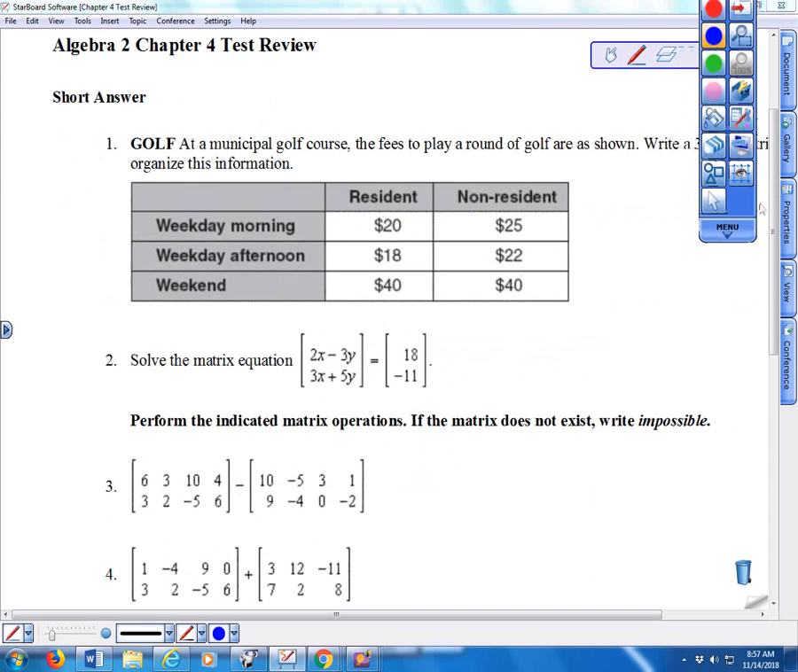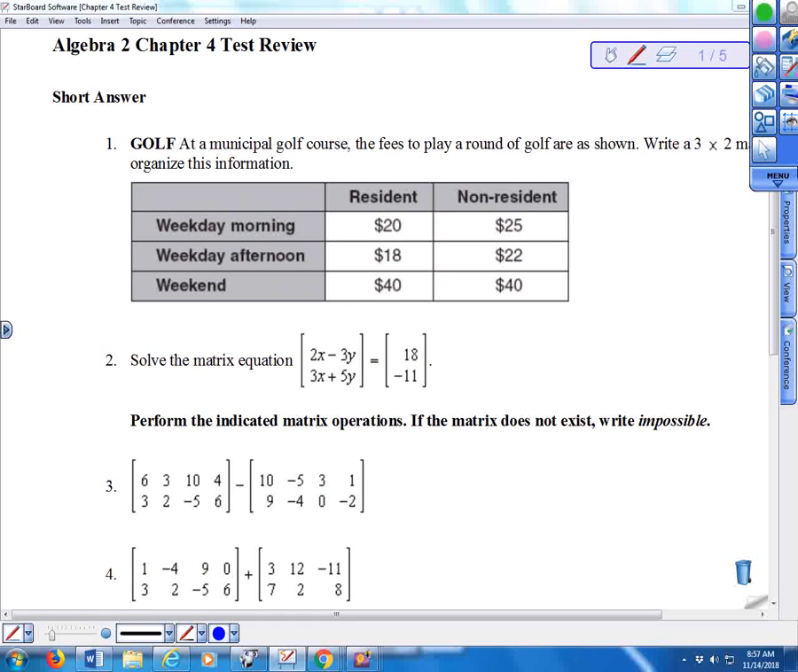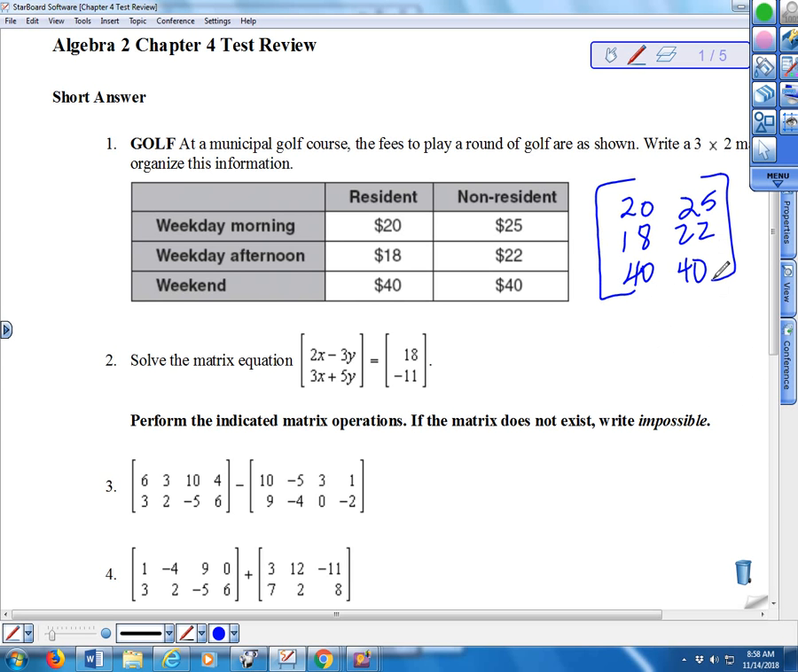First question on the review was the easiest question you should have seen all year. Organize this information into a 3x2 matrix. There it is. That's it.